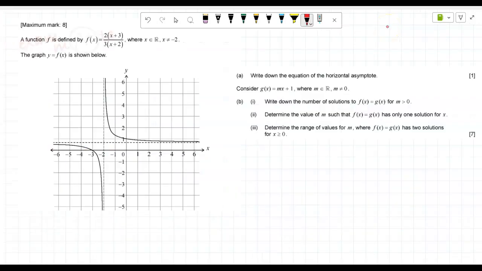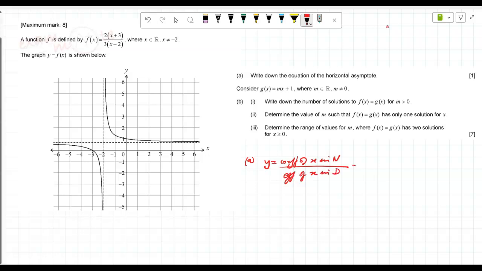So the equation of the horizontal asymptote is y equals the coefficient of x in the numerator divided by the coefficient of x in the denominator. So that is basically 2 over 3.